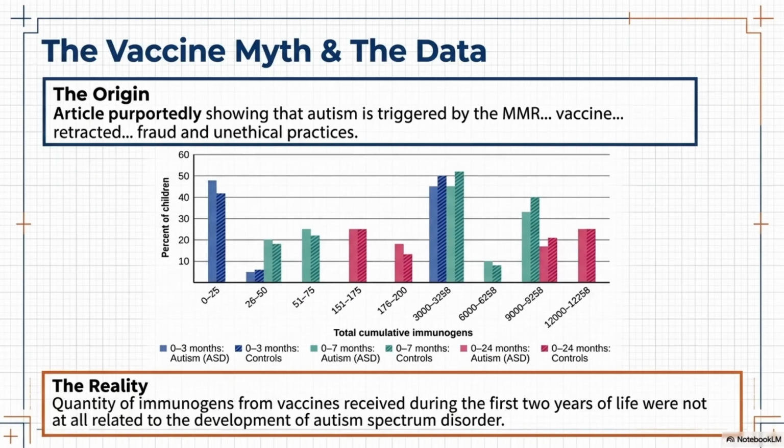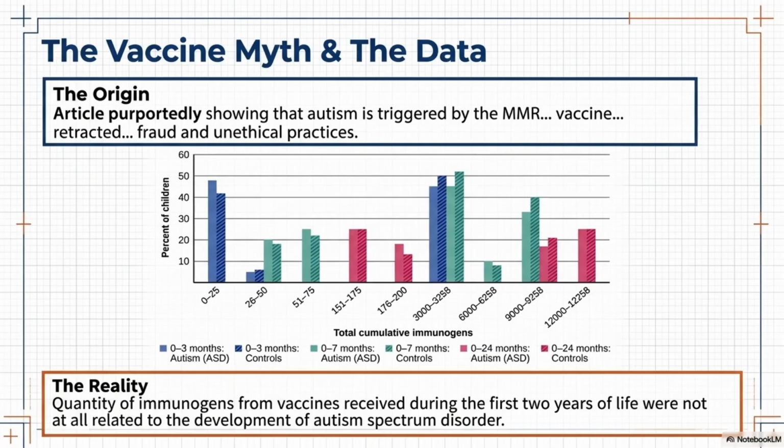And what did the comparison reveal? It completely severed the link. The results demonstrated that the total quantity of immunogens received during those critical first 2 years had absolutely no relationship to the development of autism spectrum disorder. The data for the children with ASD and the neurotypical control children were practically identical.